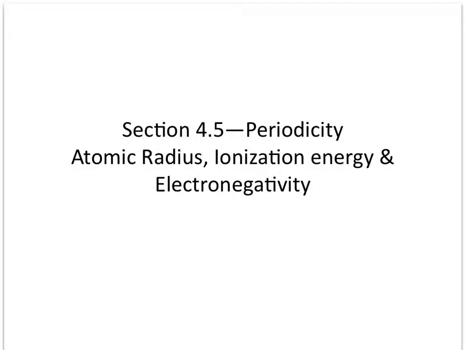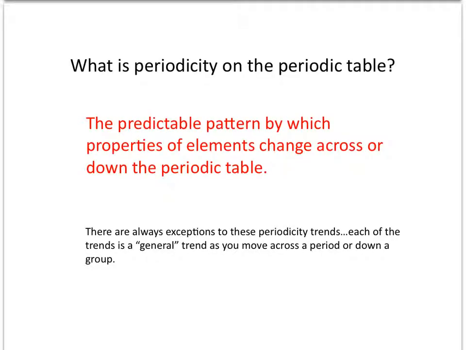In the last presentation, we learned about periodic table basics, information that we can glean off of the table pretty clearly. Now we're going to look at some trends, patterns that we can find of properties on the periodic table. In this section, we will look at the periodicity patterns of atomic radius, ionization energy, and electronegativity. Periodicity is the predictable pattern by which properties of elements change across or down the period.